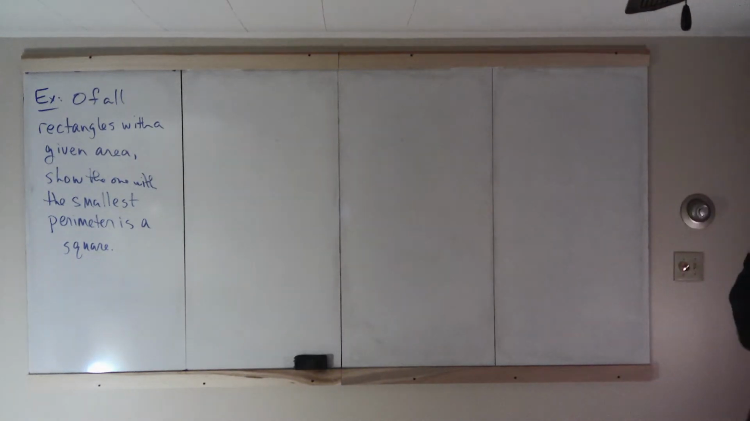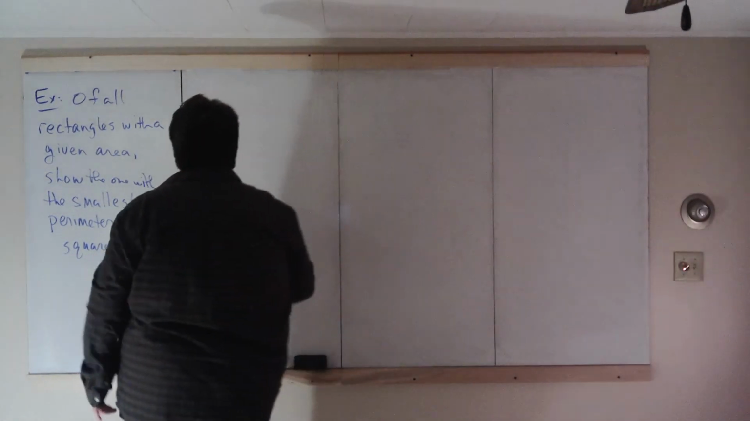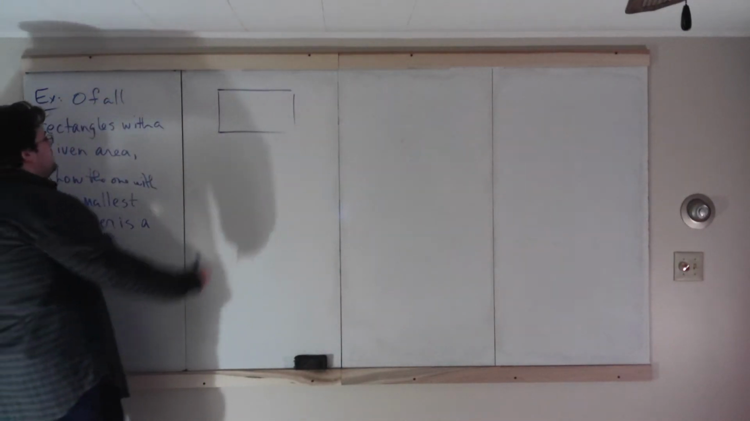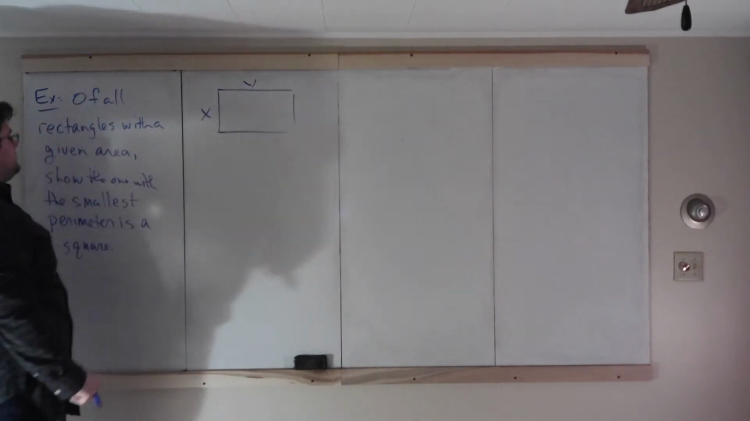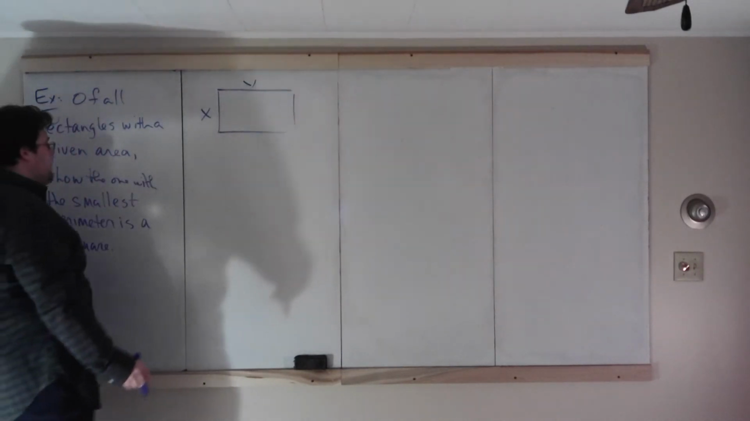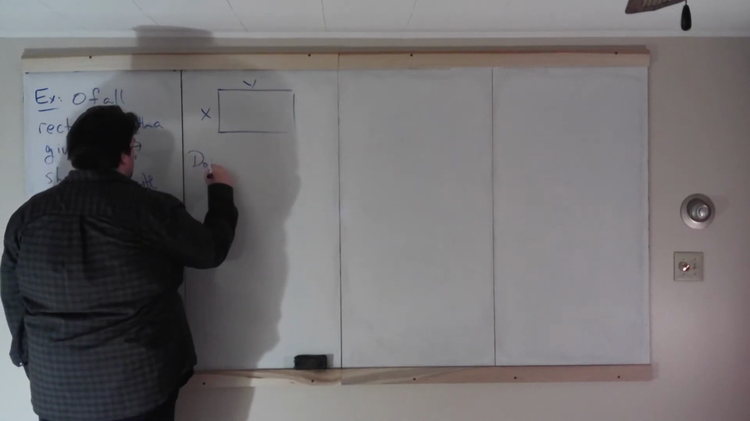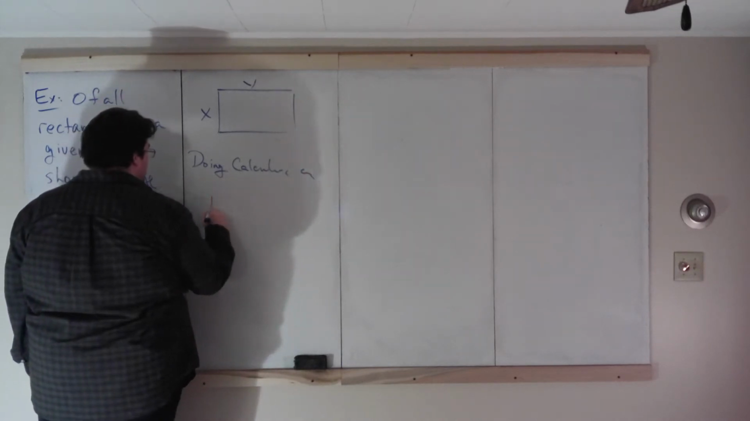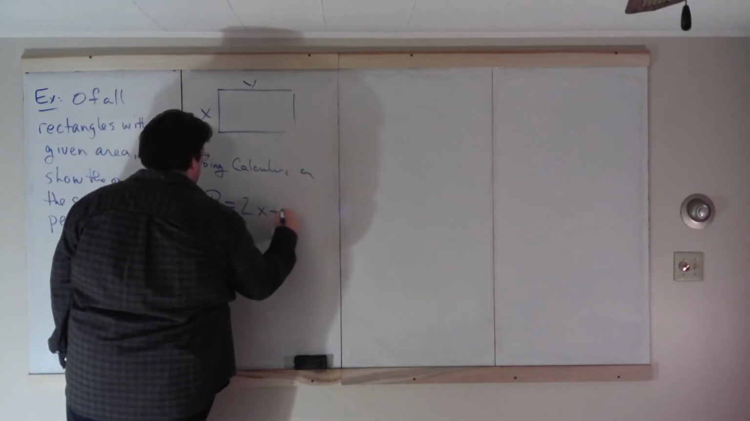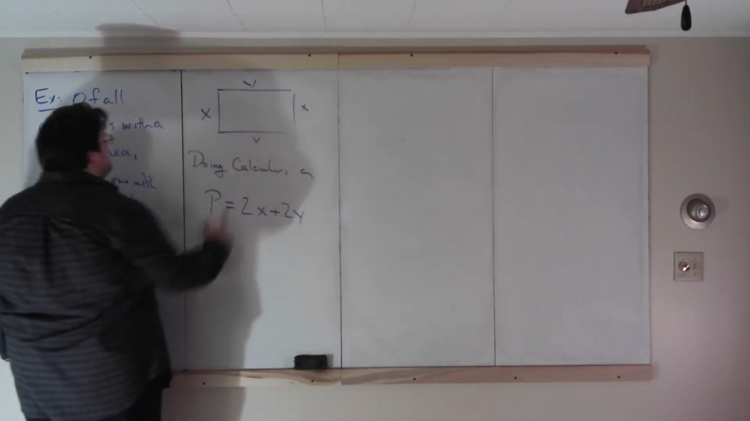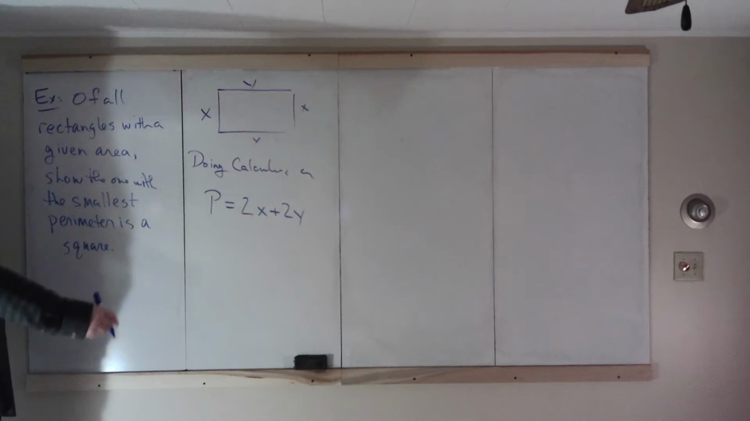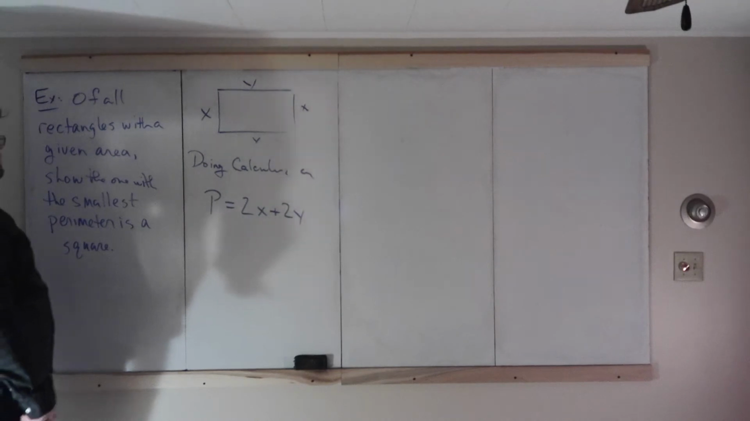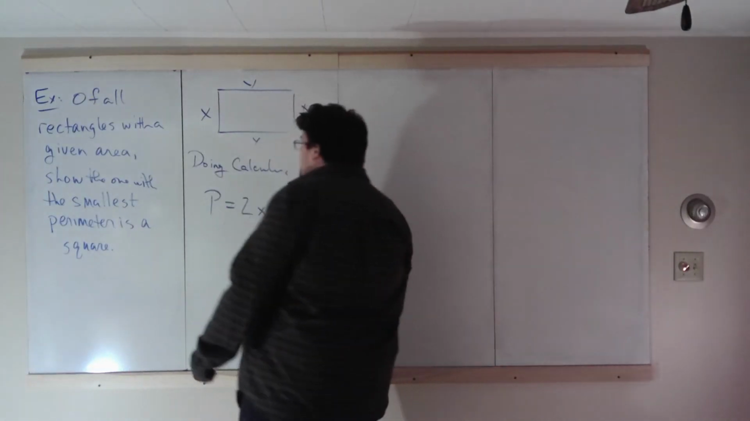So here we're trying to minimize perimeter. Let's take our rectangle. Of all rectangles with a given area, well, here's a rectangle. The one with the smallest perimeter is a square. So I'll say we're doing calculus on the perimeter function, which is 2x plus 2y. That's two variables. Can we eliminate one? Well, we can, because it tells us of all rectangles with a given area. That tells us the area is constant.